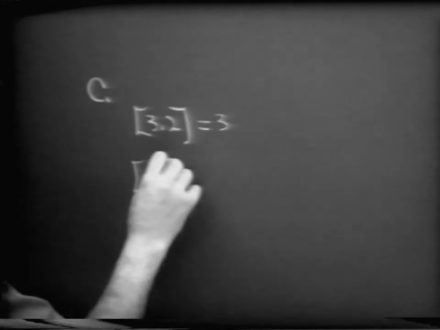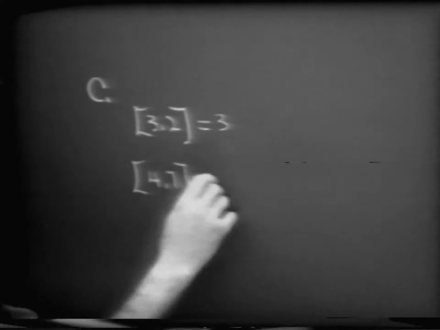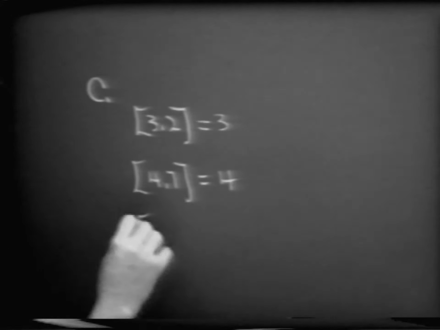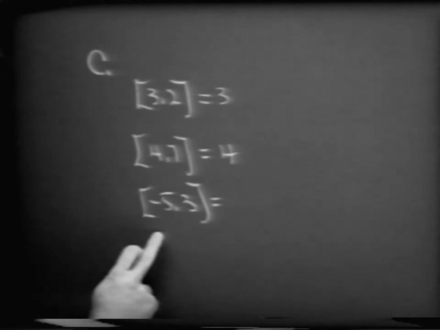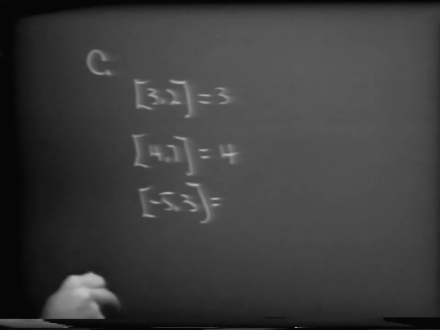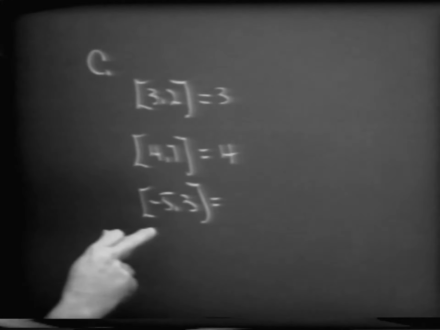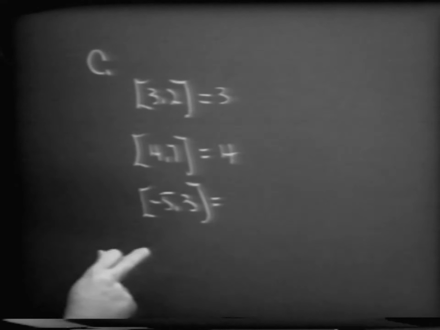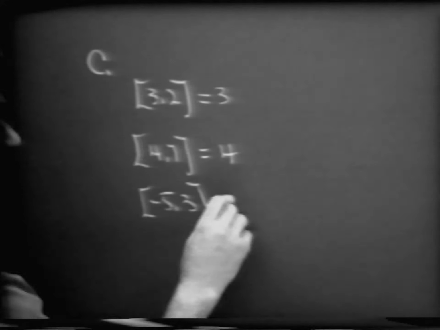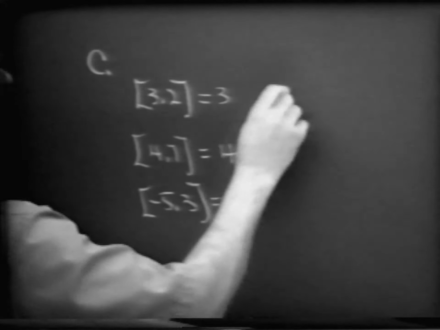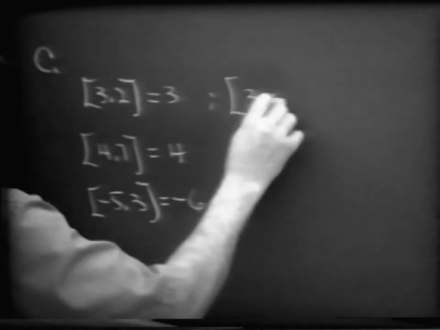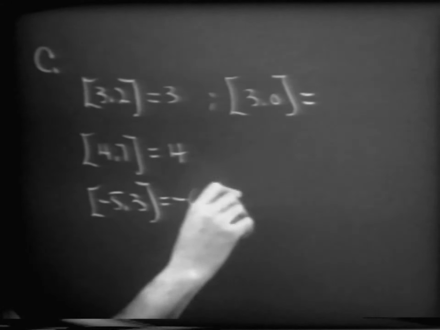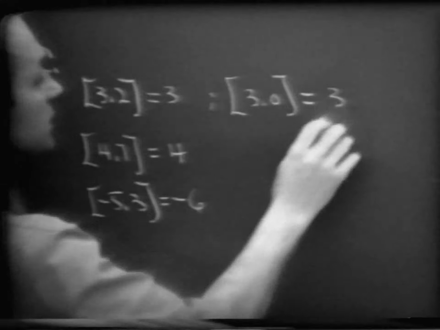All right. How about the greatest integer which is less than or equal to 4.7? And everyone says, what? 4. How about the greatest integer which is less than or equal to negative 5.3? Careful. Think of your number line, and I want the integer, which is negative 6. Okay. How about the greatest integer which is less than or equal to 3.0? All right, this is indeed the number 3.